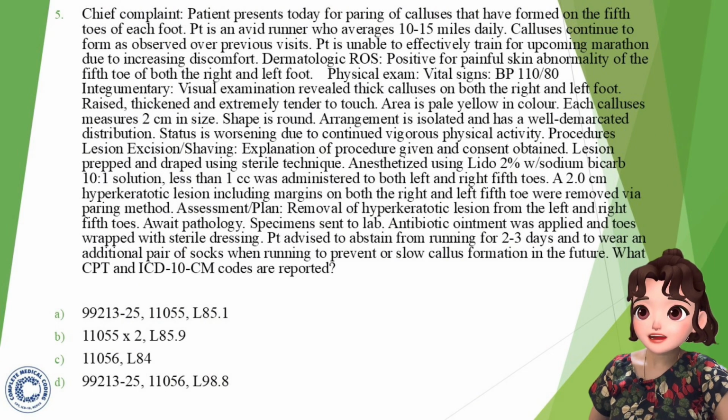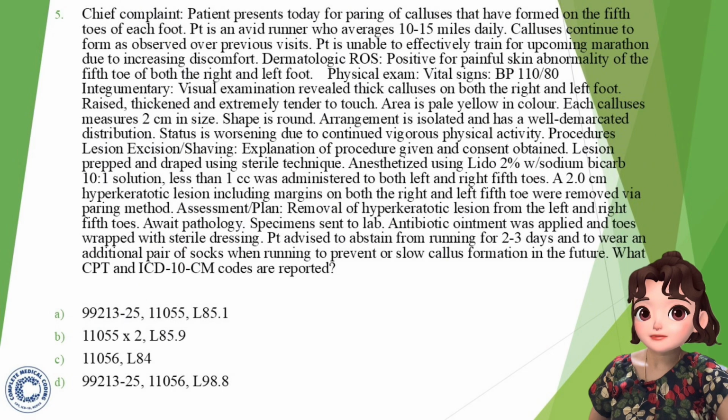Physical exam, vital signs BP 110 by 100. Integumentary, visual examination revealed thick calluses on both the right and left foot. Raised, thickened and extremely tender to touch. Area is pale yellow in color. Each callus measures 2 cm in size. Shape is round. Arrangement is isolated and has a well demarcated distribution. Status is worsening due to continued vigorous physical activity.